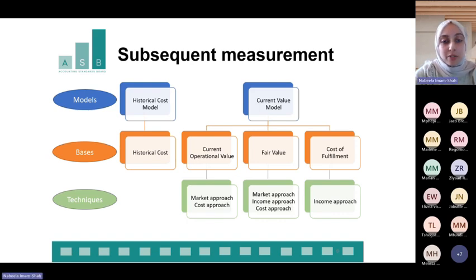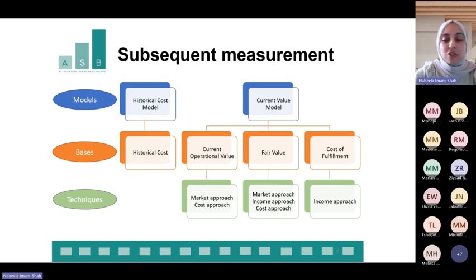Moving on to subsequent measurement. Now you will see this diagram appear a lot in today's presentation. It gives a nice overall view of how to apply the measurement requirements in IPSAS. Now looking first at measurement models. These are the approaches for measuring assets and liabilities in financial statements. There are two models identified in IPSAS. It's the historical cost model and the current value model.